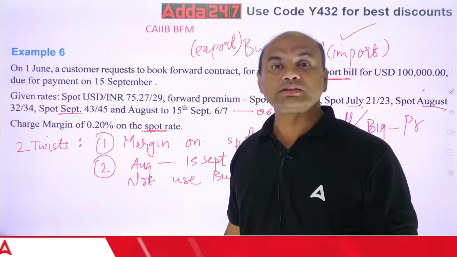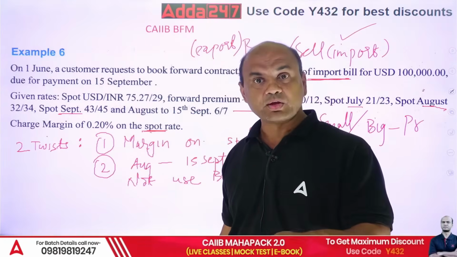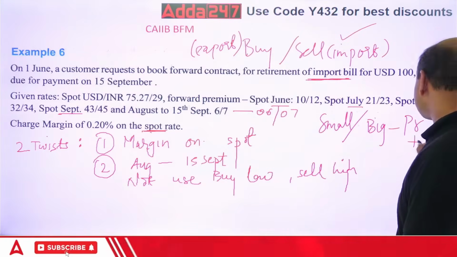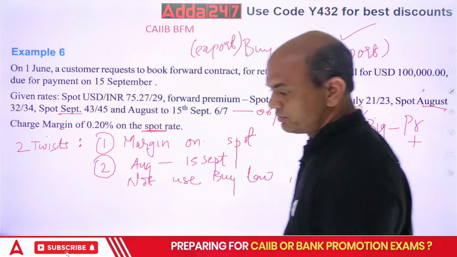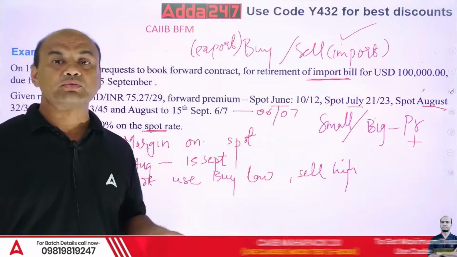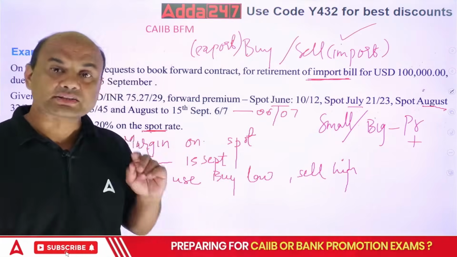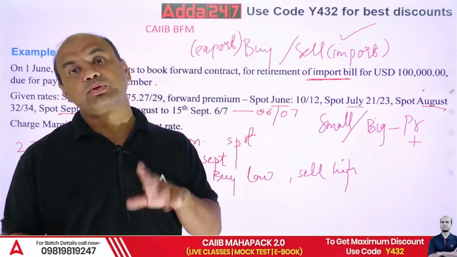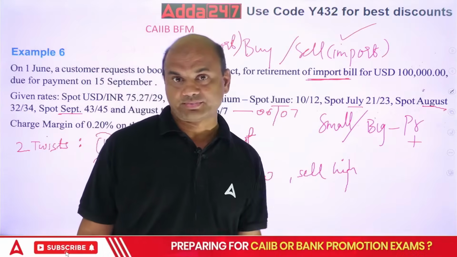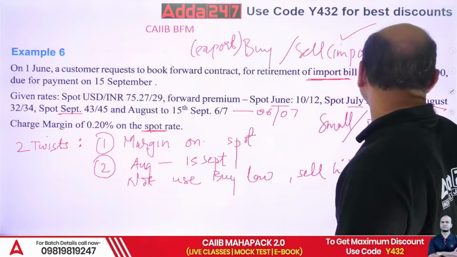Whenever you have the currency in premium, pay attention, you have to add it to the spot rate. Whenever you have the currency in discount, you have to subtract it from the spot rate. A very clear concept should be there in your mind. Okay? So now let's move on.